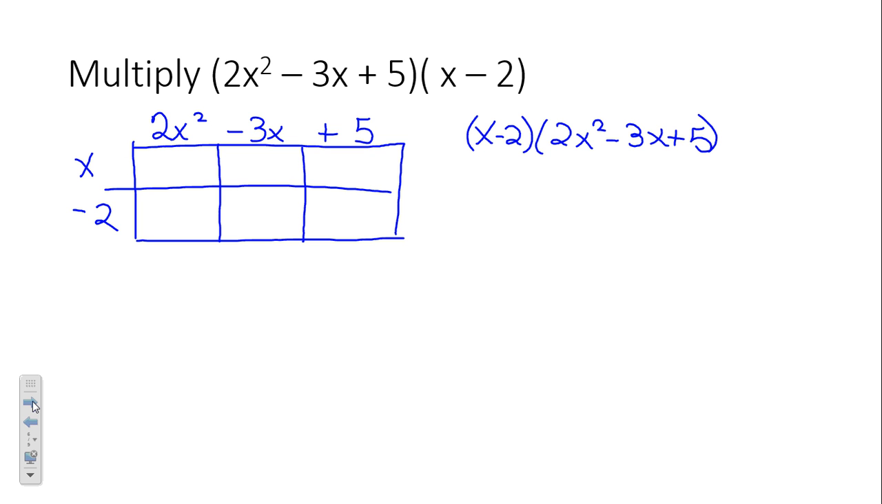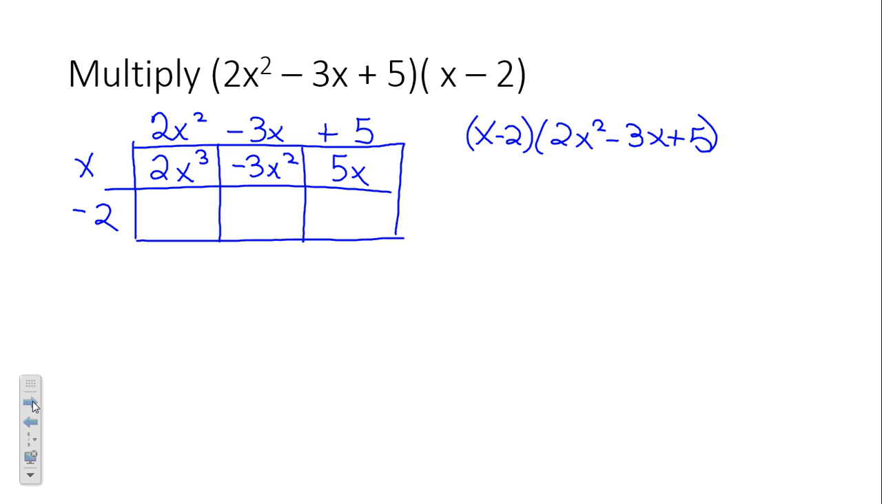You'll get 2x cubed. Very good. Because we're multiplying now, we multiply the numbers, the coefficients, and then add the powers. Okay? X times a negative 3x, negative 3x squared. Excellent. X times 5, 5x.